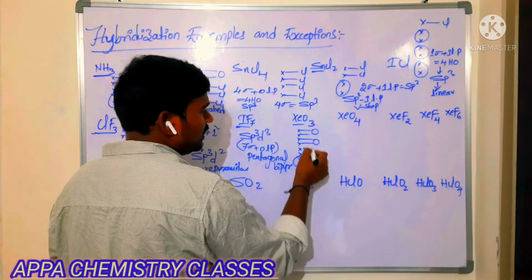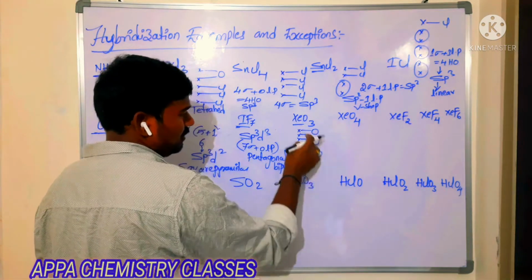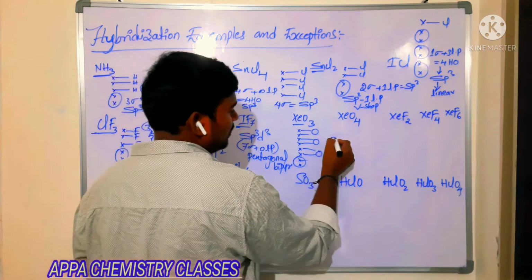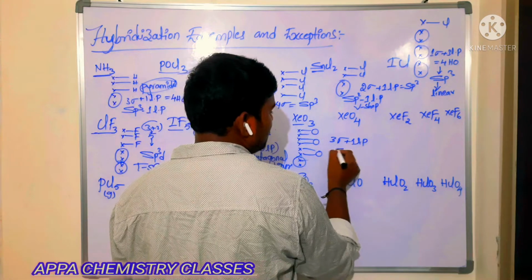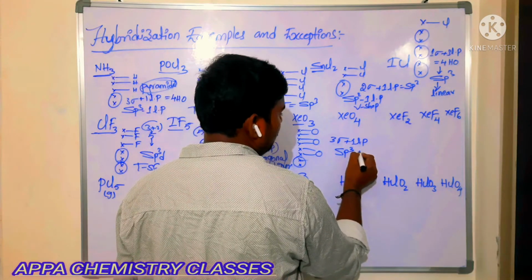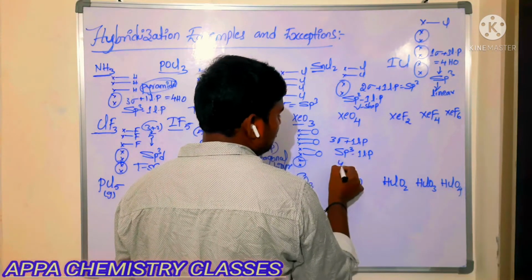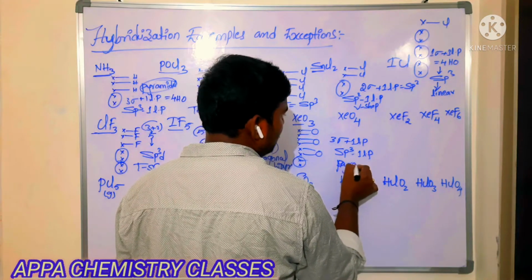Now here, out of the triple bond, there are 3 pi bonds and 3 sigma bonds, so 3 sigma bonds plus 1 lone pair. So which geometry is it? sp3 hybridization with 1 lone pair, so pyramidal shape. sp3 with 1 lone pair, that is pyramidal shape.